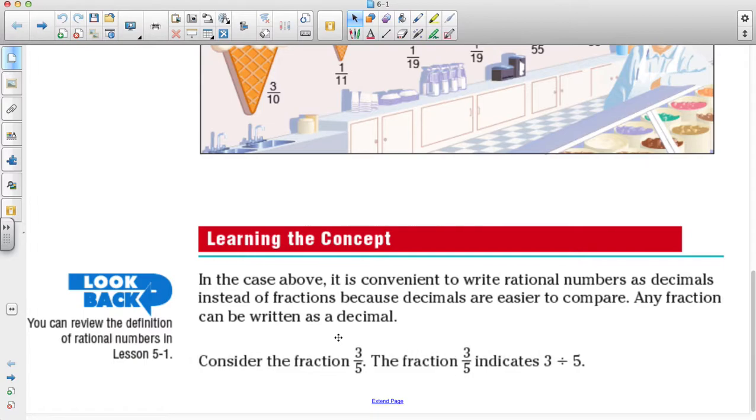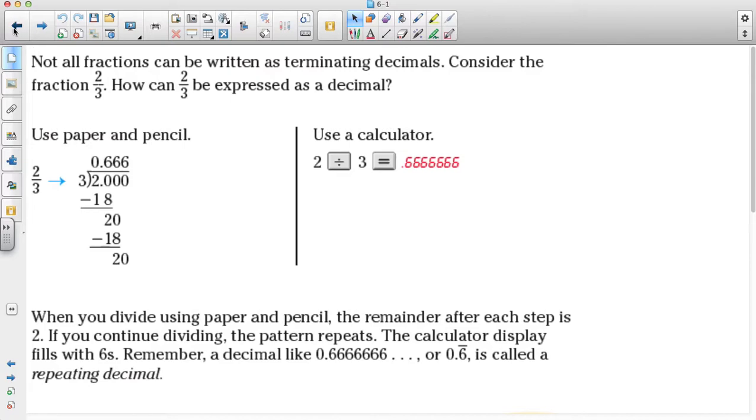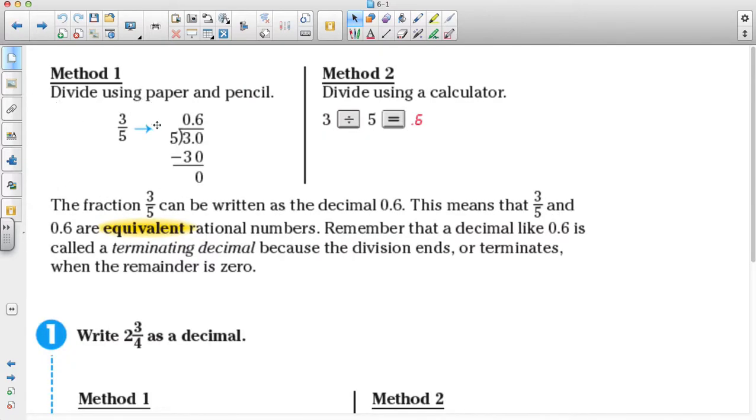Let's consider the fraction 3/5. The fraction 3/5 also indicates 3 over 5. Remember that the fraction bar indicates the division operation. So we will use that to be able to convert our fraction into a decimal. Method number 1: divide using pencil and paper. So we have 3 over 5. If you notice, the 5 is our divisor, 3 is our dividend. So 3 goes inside the house, and 5 goes out.